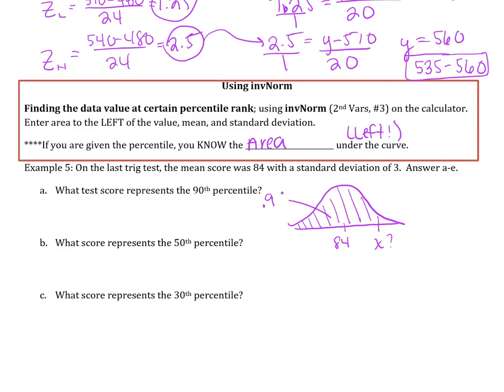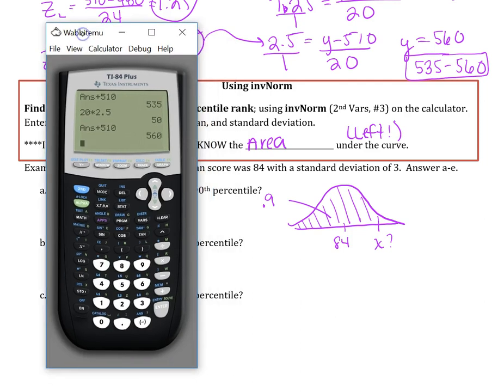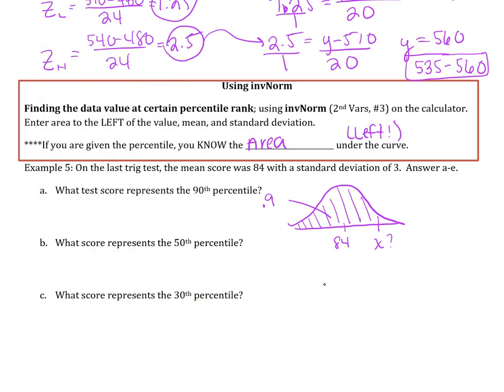So what I do is I go to my calculator, and I do second vars. Instead of option 2, we're going to do option 3. It's called inverse norm. Now it's going to prompt you with the area. That's the area to the left of the value you're trying to find, so 0.9. The mean was 84 in this problem, and the standard deviation is 3, so I just plug in what it needs. And I get 87.8.